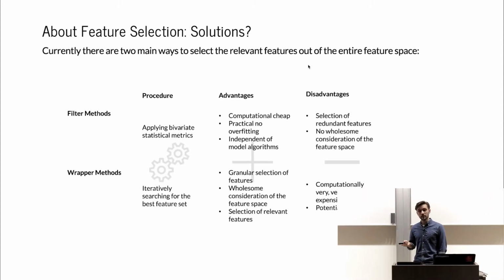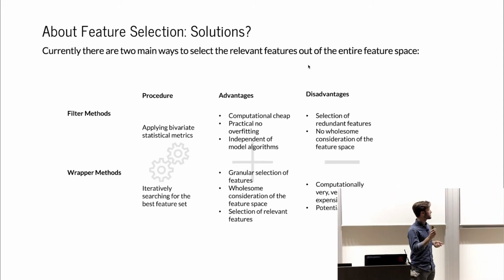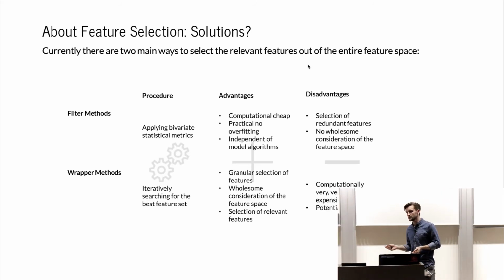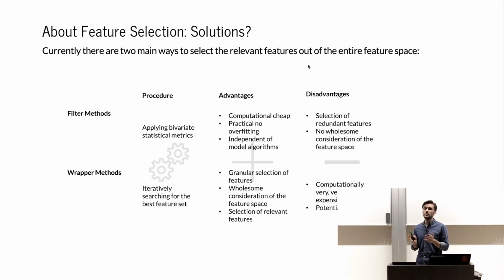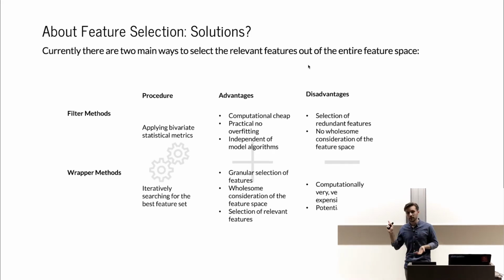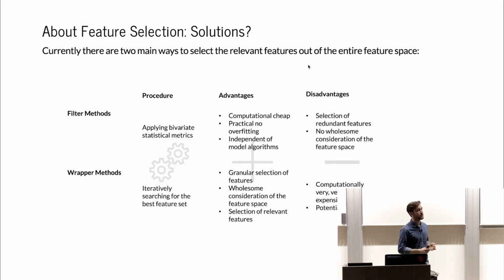This is, of course, cool because you get to program a loop, and that's always a lot of fun, but it also allows you to have a very granular selection of your features, and you look at the entire feature space. Other than with filtering methods, you're looking at the entire feature space, which allows you to have some kind of wholesome consideration of the entire space. Also, wrapper methods turn out to be very, very good at finding the relevant features. Finding the relevant features, of course, is very desirable, but at the cost of being very, very computationally expensive.